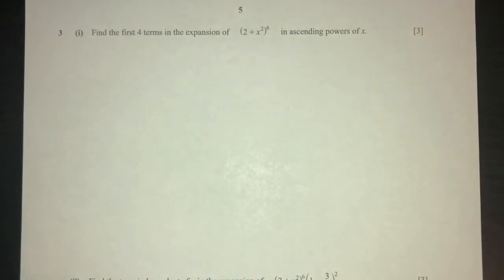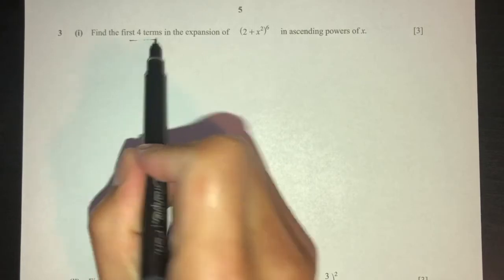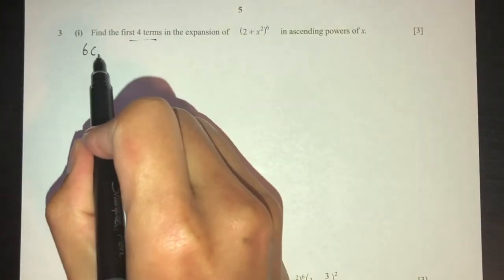Now let's move on to question number 3. Find the first 4 terms in this expansion. This is pretty easy. This is just a binomial expansion. So for the first term, we have to look at the power. It is 6. So we write 6 choose 0.